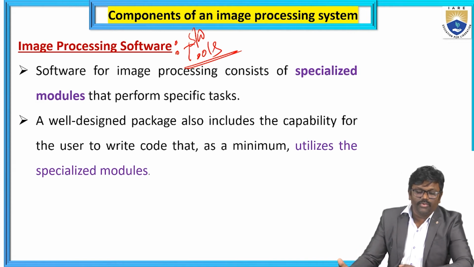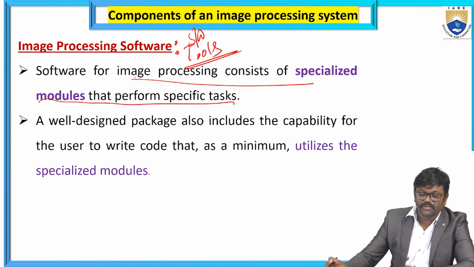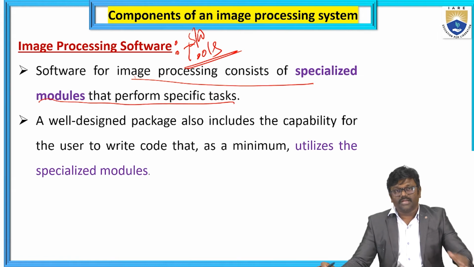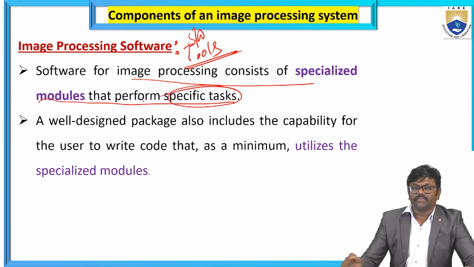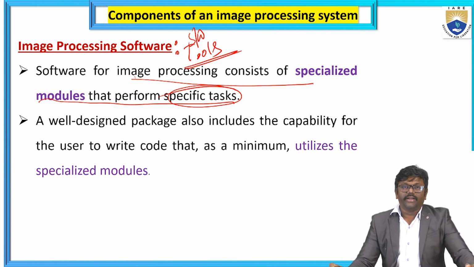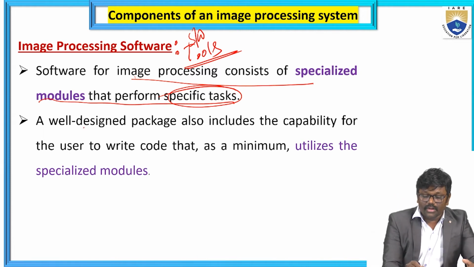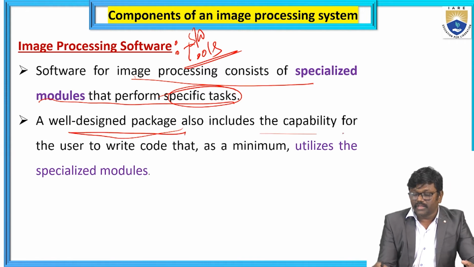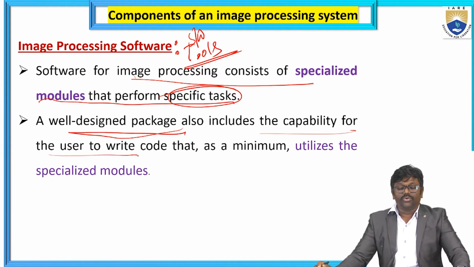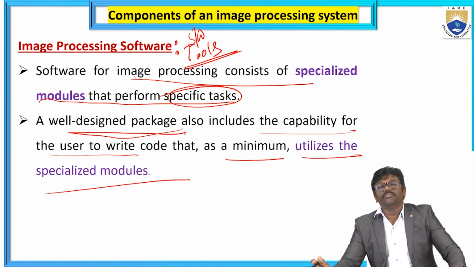Going ahead, such image processing software consists of specialized modules that perform specific tasks, as I told you. The tasks specified in a particular software package will be performed automatically, no doubt about it. A software tool is obviously 100% required in terms of design packages. It also includes the capability for the user to write code that makes use of the specialized modules.